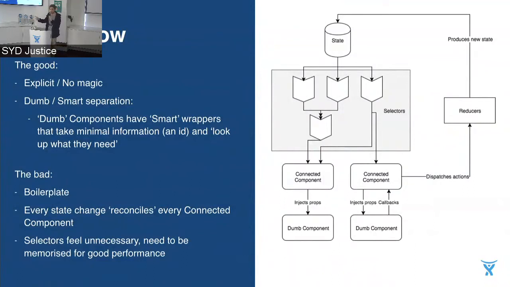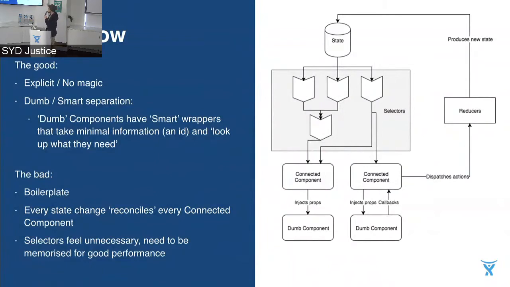It's awesome for testing. I can test my dumb components without having to mock out the Redux world. I can write storybook stories with my dumb components, and if I decide to change my state management framework next week to Relay or to MobX, I can do that without having to change my dumb components at all. So I've kept that rendering logic decoupled from my state framework.